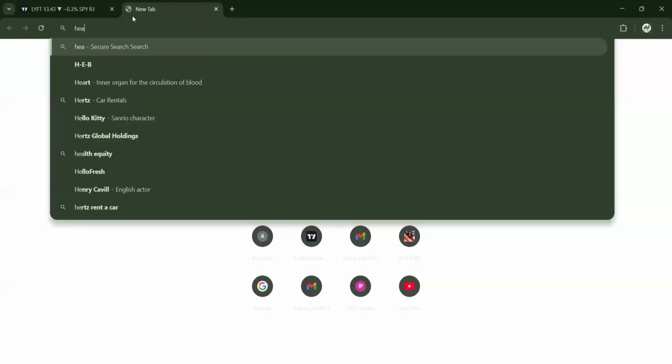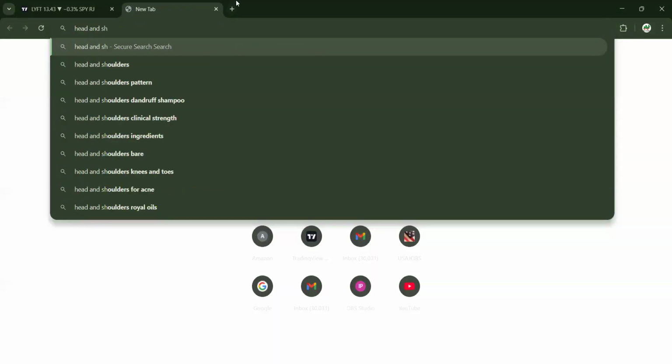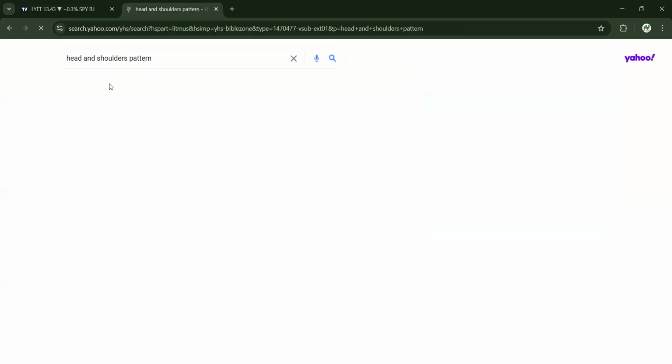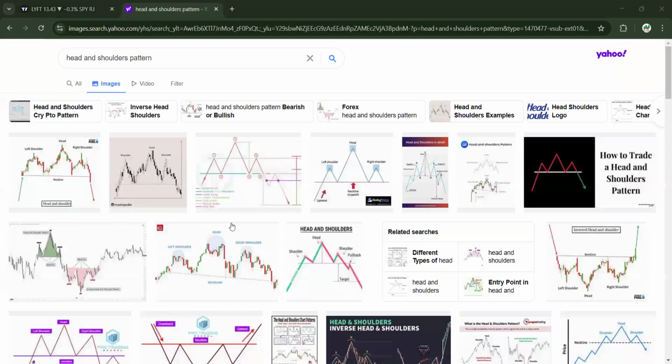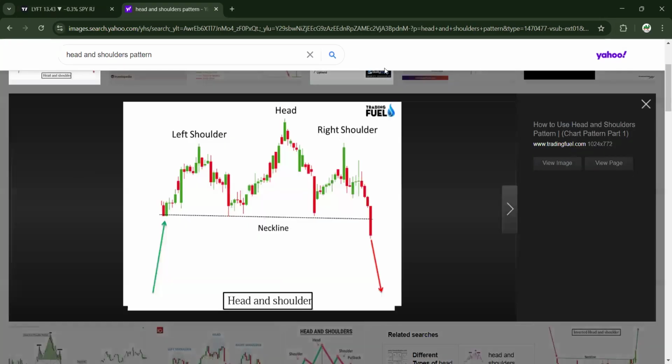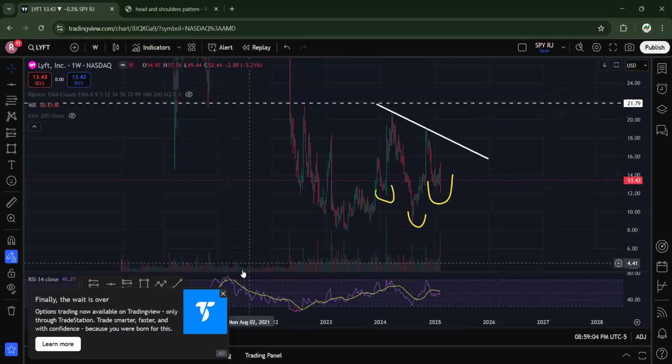And now let me show you a regular head and shoulders pattern. This is what a regular head and shoulders pattern looks like. All right, so the same exact thing, just the opposite way. So that's two more patterns there. Head and shoulders, you won't see a bunch of those right now just because the market is so bullish, but you will see it sometimes.